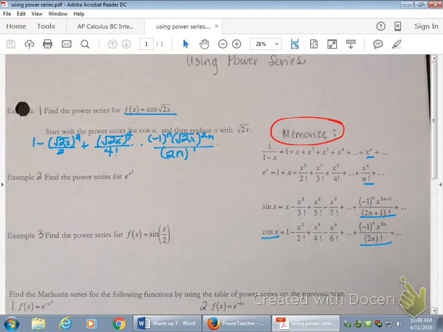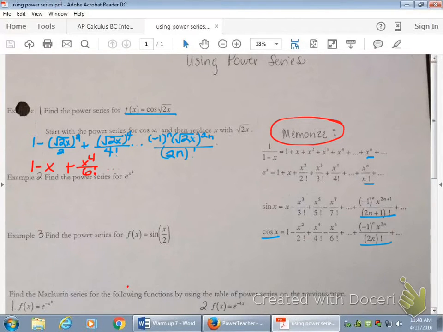Now we do need to simplify this just a little bit to get it more in a reasonable form. The square root of 2x squared is 2x. So that's 2x over 2, so that's just an x. Alright, if square root of 2x squared is 2x, then square root of 2x to the fourth should be 2x times 2x. That's 4x to the fourth. And 4x to the fourth divided by 4 factorial, you can get rid of the fourths. So you get x to the fourth over 6 factorial.